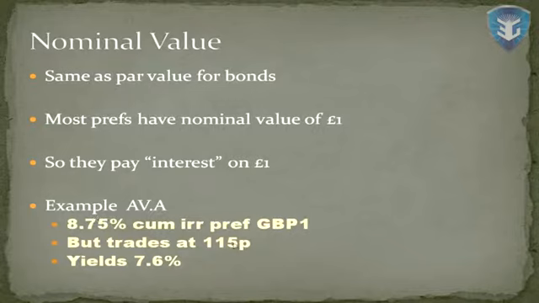But if you were lucky enough to be able to buy them for under £1, this particular preference share has several times in its history traded significantly below the nominal value, then you would be getting even more than 8.75%, which you'd be very happy with.